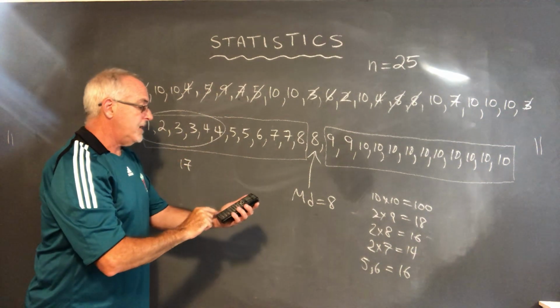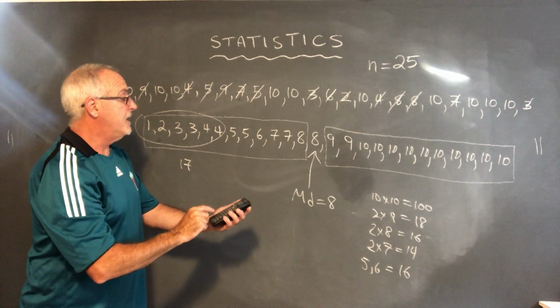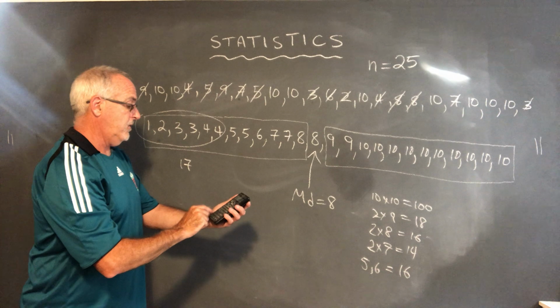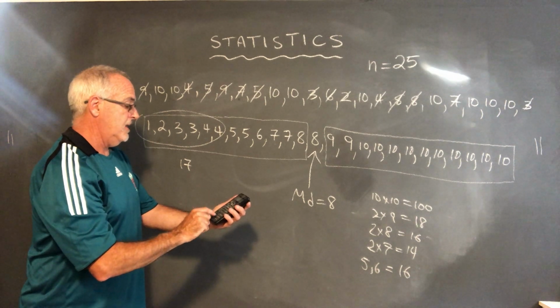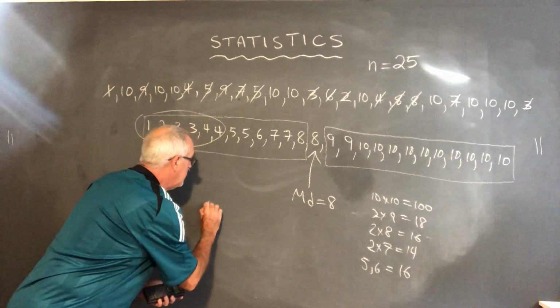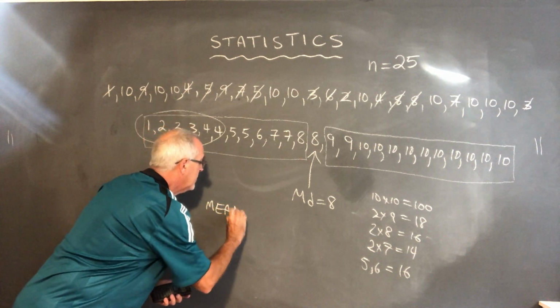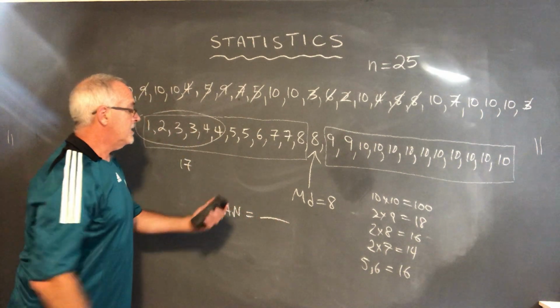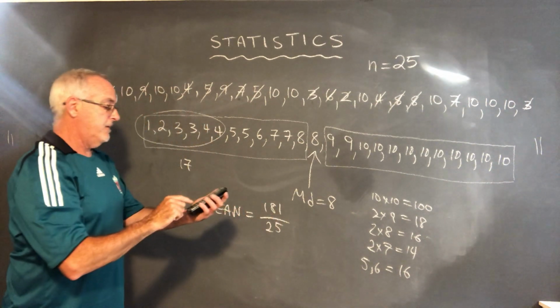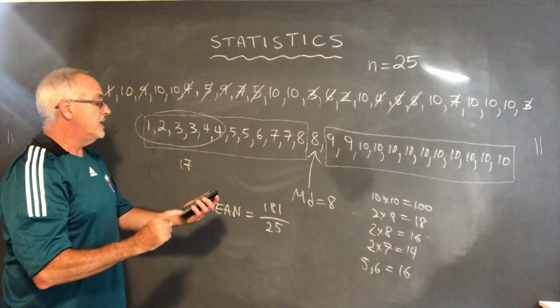Now to go fast, 100 plus 18 plus 16 plus 14 plus another 16 plus this 17. The total for my mean is 181. And I have to divide that by 25. Divided by 25, 7.24.